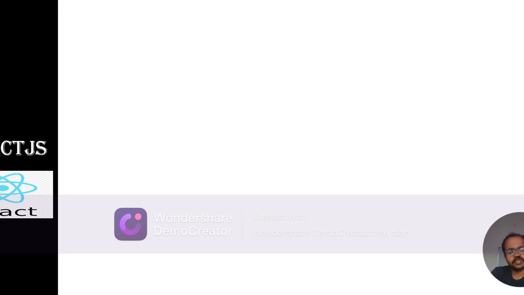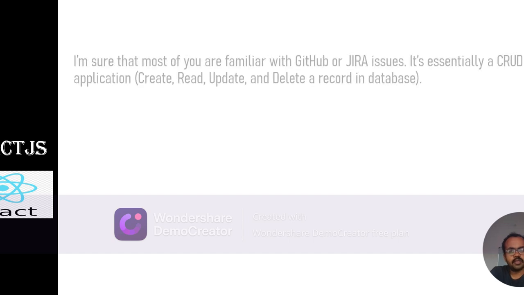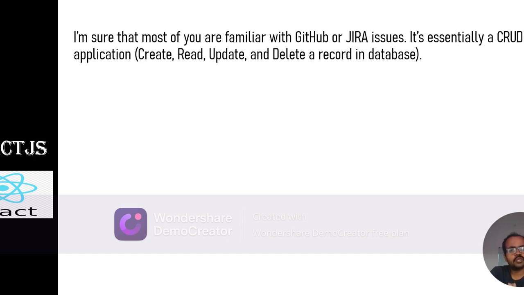Issue tracker means what? To keep track of changes and issues in an organization. In an organization, they have tools like Jira to keep track of the issues. I'm sure that most of you are familiar with GitHub. What is GitHub? GitHub is a repository. What is the use of the repository? For storing your projects or data.